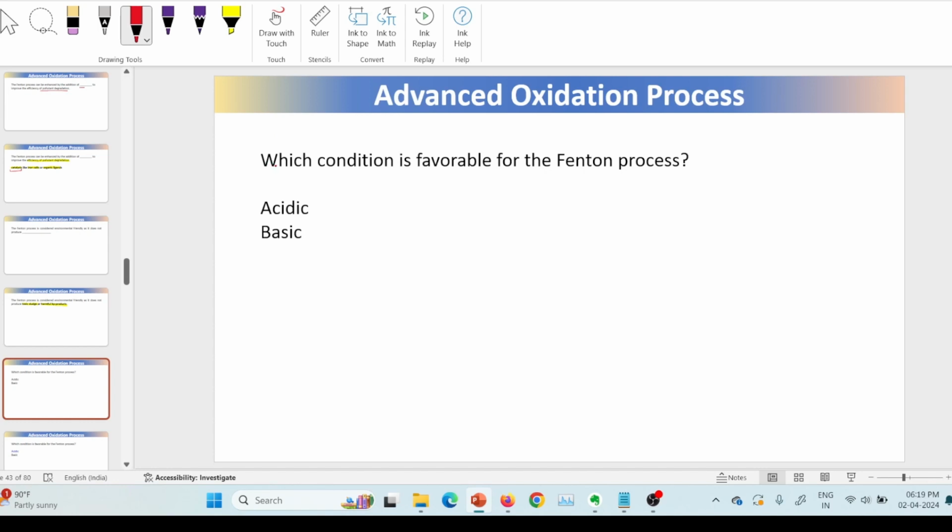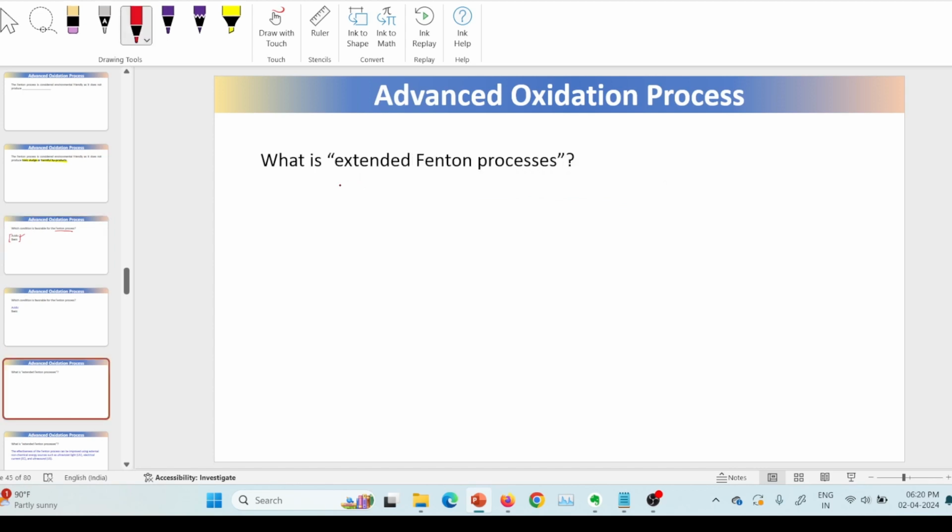Which condition is favorable for the Fenton process? Acidic or basic? So, basic conditions are favorable for the Fenton process. Sorry, acidic. Acidic conditions are favorable for the Fenton process.